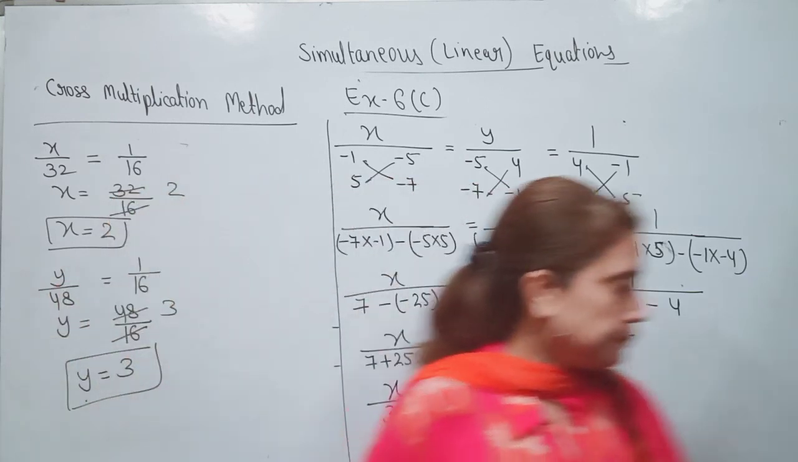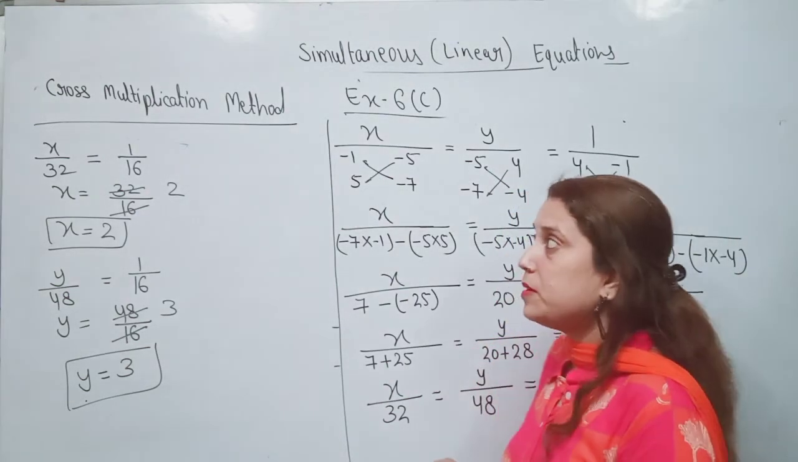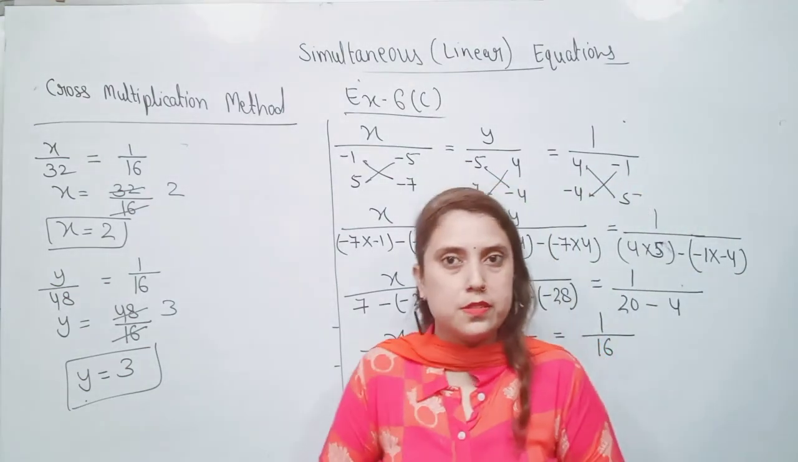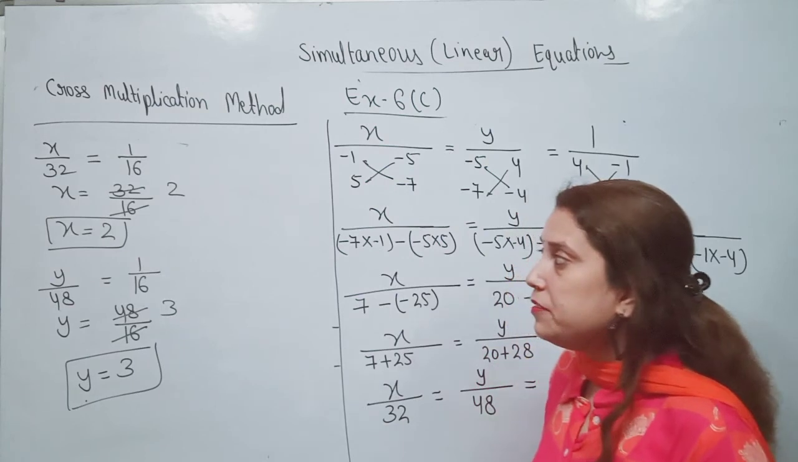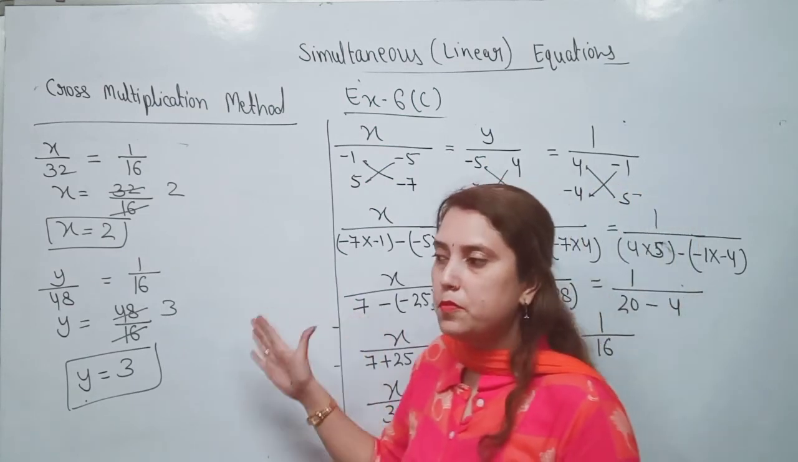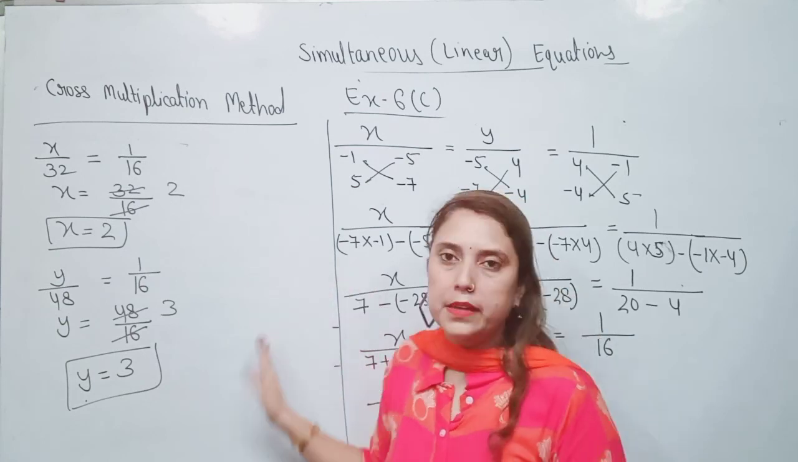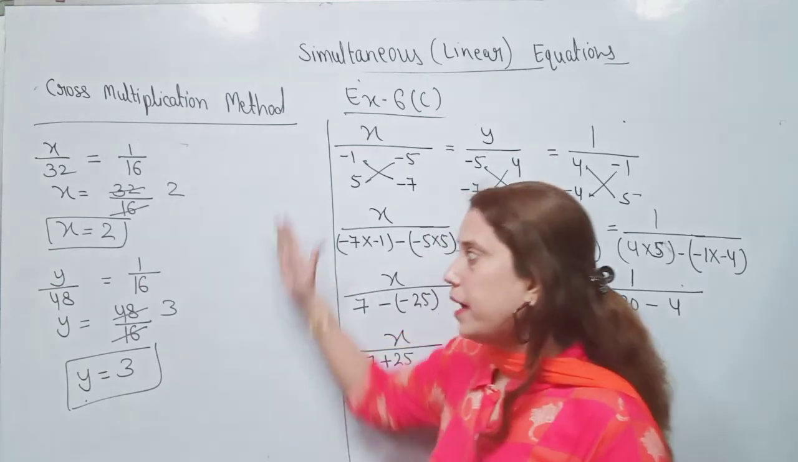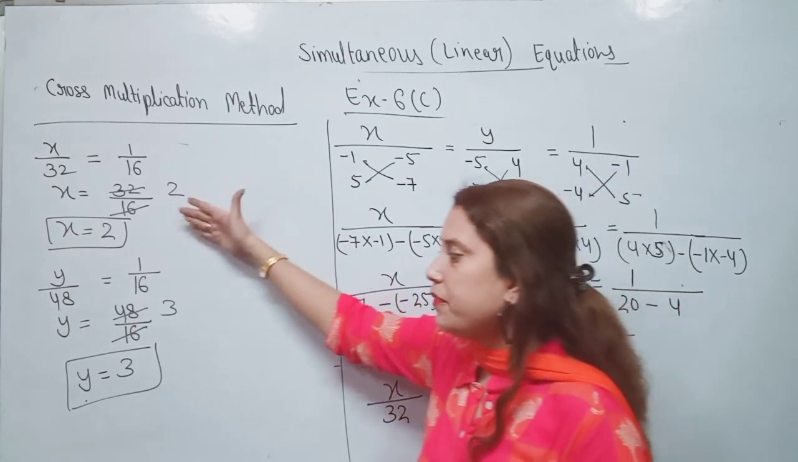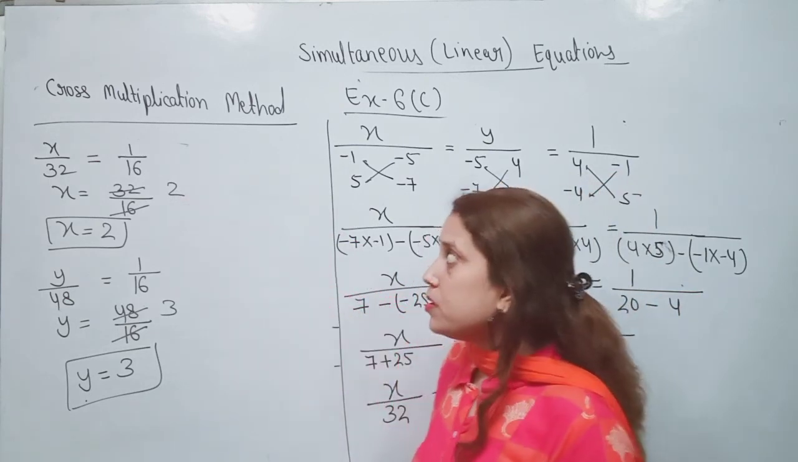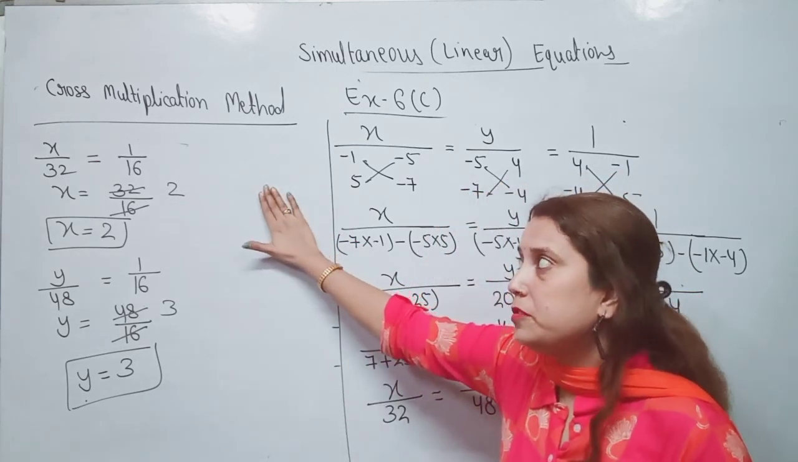Okay beta. First we write down the standard form. After that we will write down the values of a1, b1, c1, a2, b2, c2, and after that we will apply the formula. And in the end we will get the values of x and y. So this is the cross multiplication method.